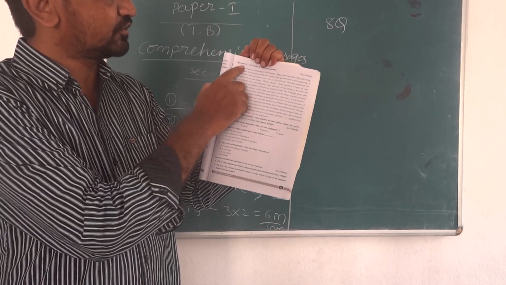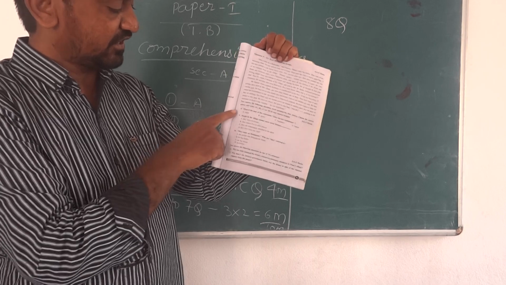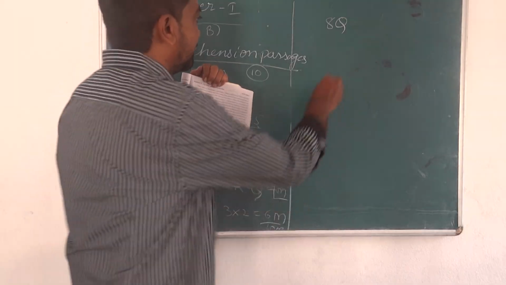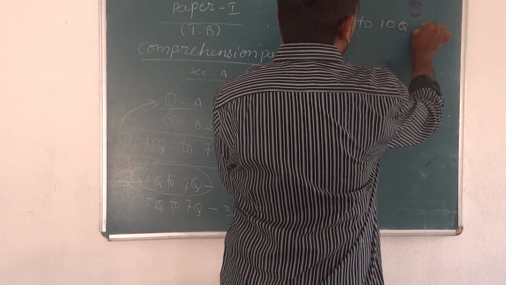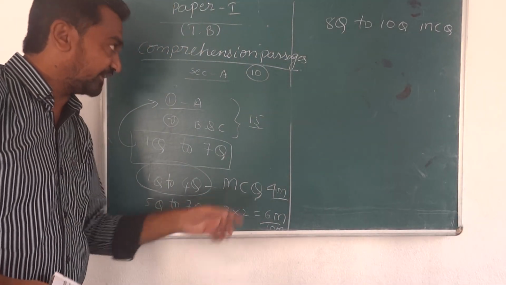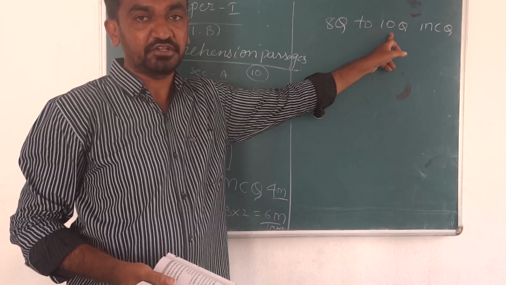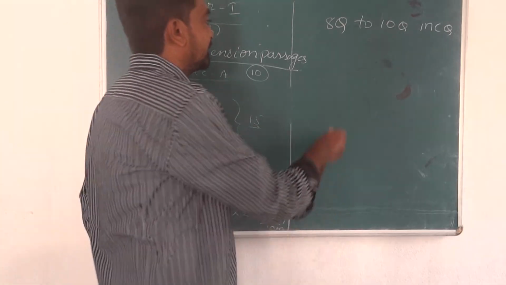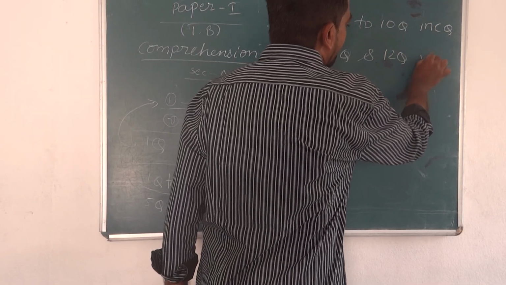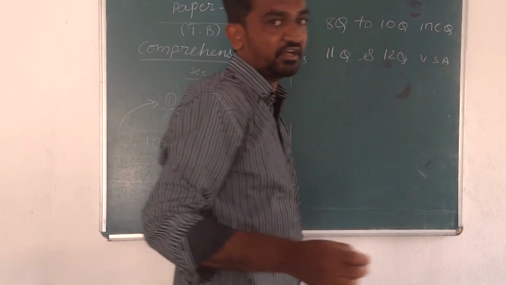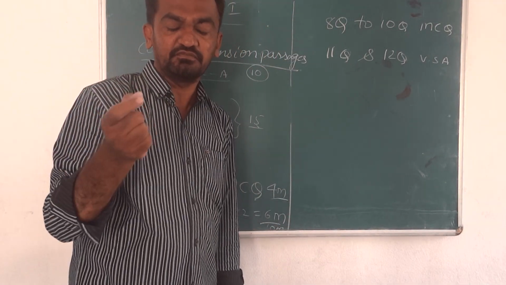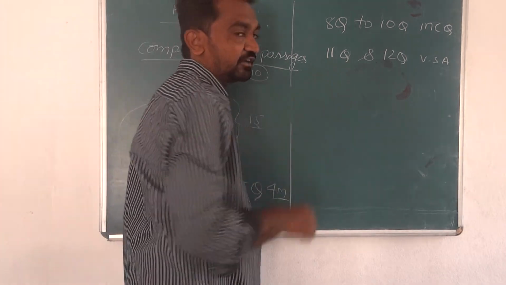From question number 8 to 12. Questions 8 to 10 are the multiple choice questions. Here is how they are divided: question number 8 to question number 10 are multiple choice questions, and questions 11 and 12 are very short answers. Very short answers: here you have to present the answer in one sentence. In one word also we can present, because it carries only 1 mark.